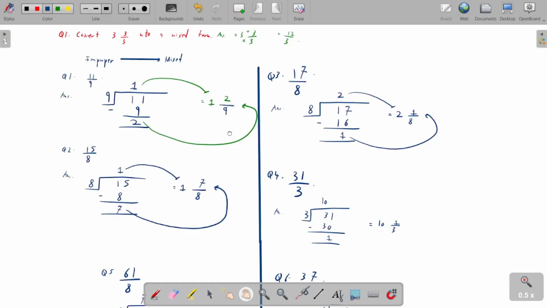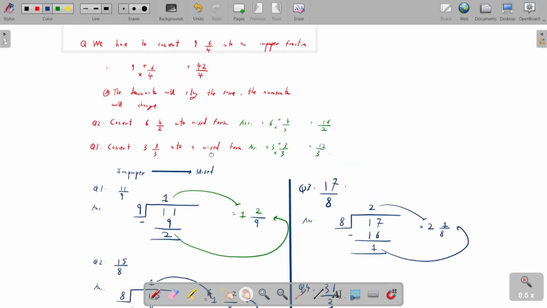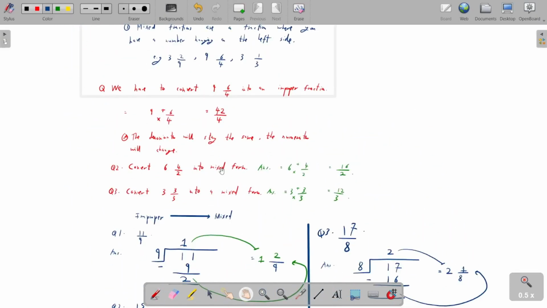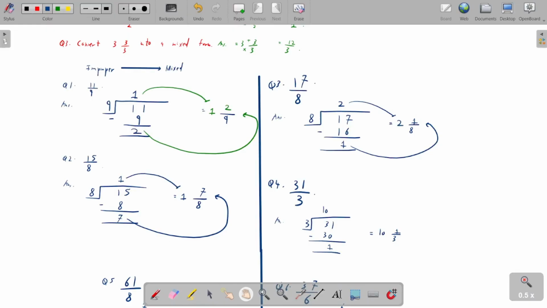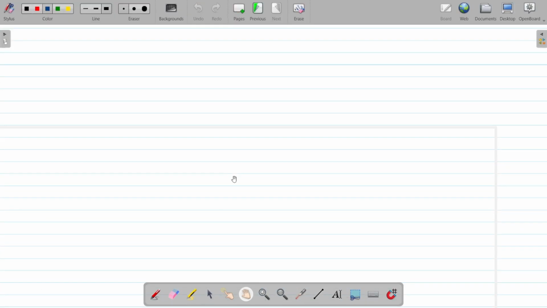Now, we did the first part of going from mixed to improper. Let me add something else. Next thing is, how do we order fractions? Now, in your exam, you're going to be given some questions like such. Let me write them down here.